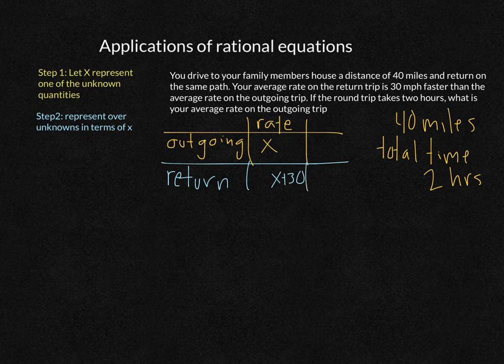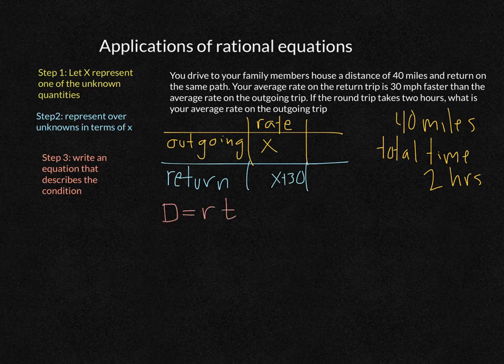Now we can think about how all of the information that we have relates together. We have a rate, we have a distance, and we have the total time, outgoing and for the return trip, is 2 hours. So step 3 is to write an equation that describes the conditions. Like I said, we know that we have a rate, a distance, and a time. An equation that relates rate, distance, and time is distance equals rate times time.